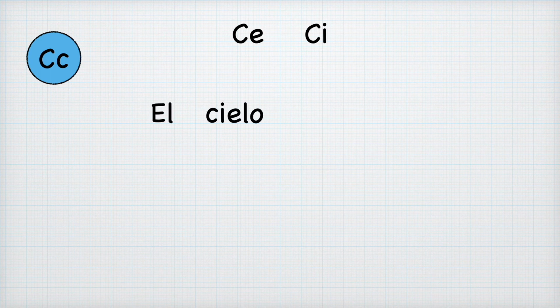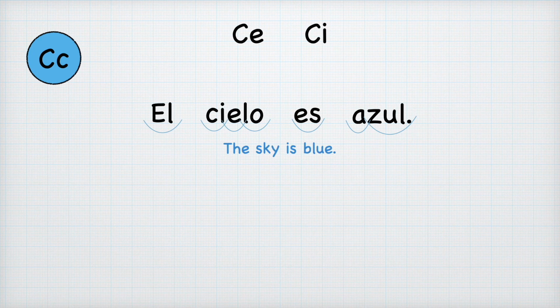El, C-I, si, E-L-O, lo, cielo. Es, and we have azul again. El cielo es azul. It means the sky is blue.